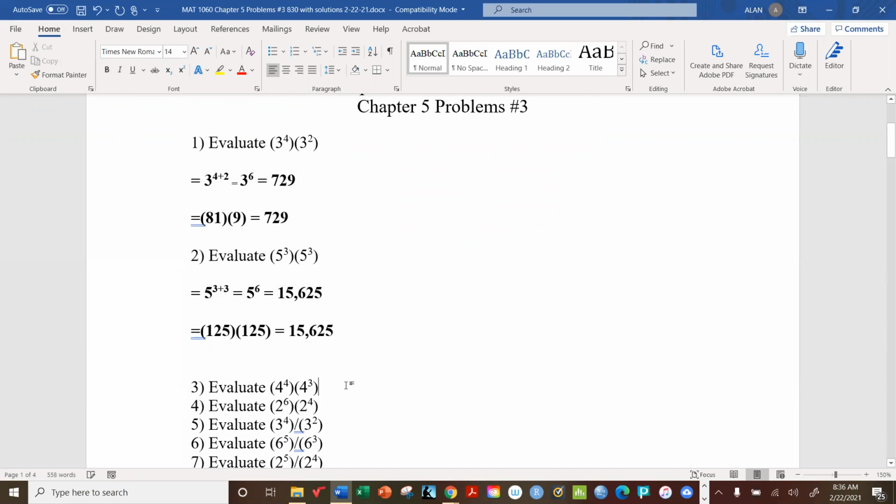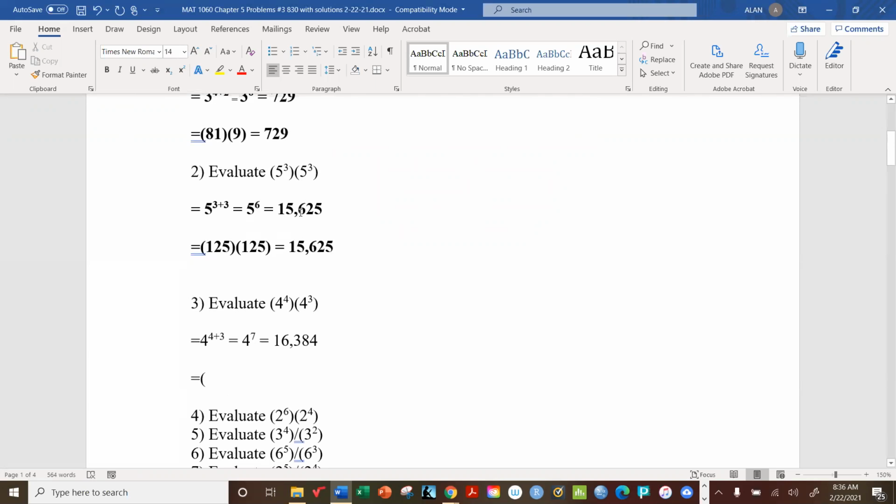4 to the 4th times 4 to the 3rd. So you're going to have 4 raised to the 4 plus 3 power, which is, of course, 4 to the 7th. And that turns out to be 16,384. Or alternatively, you could just say, all right, well, 4 to the 4th is equal to 256, and 4 to the 3rd is 64, and that product is also 16,384. Very good.